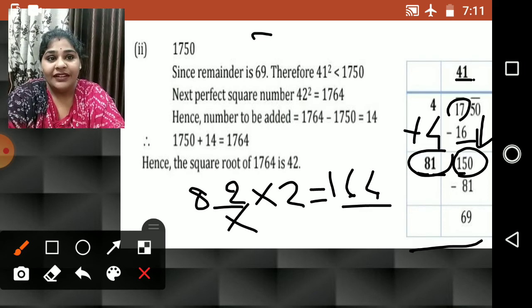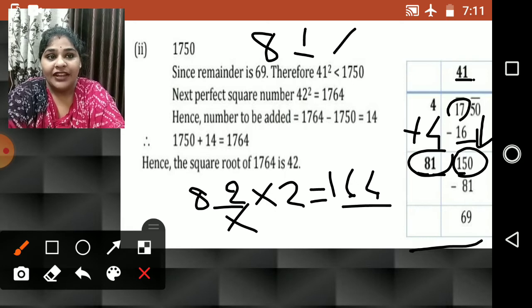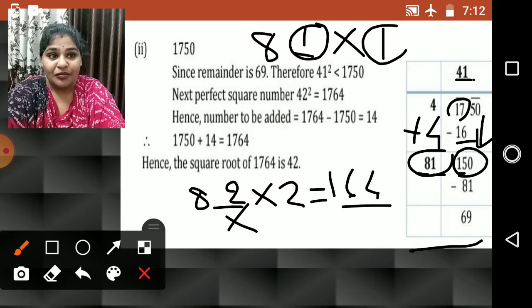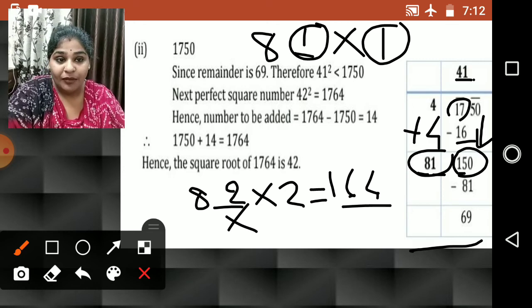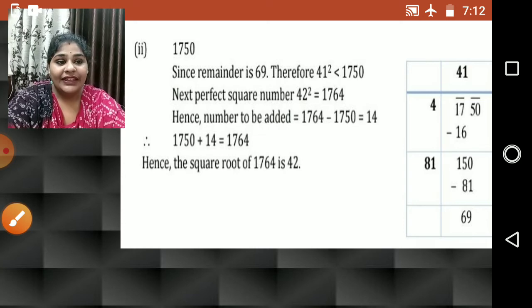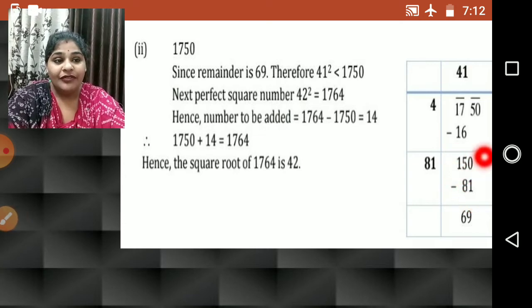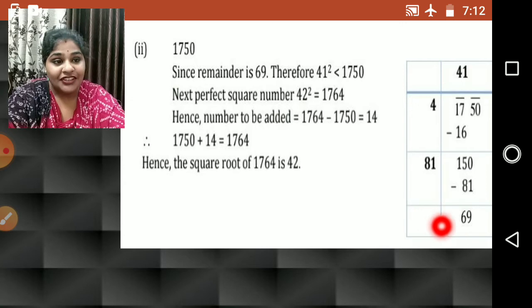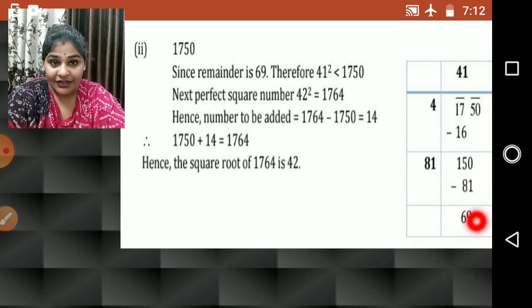So I have to take the next number, which is 81 multiplied by 1. Whichever number you are taking here, the same number you have to multiply with the whole number. So here we will get 81 over here. Then 150 minus 81 will be 69. Further we cannot divide because the number will be greater, children. So 69 is the remainder.